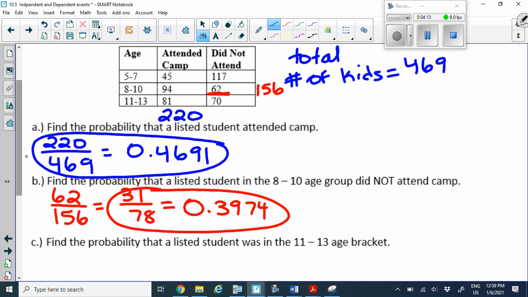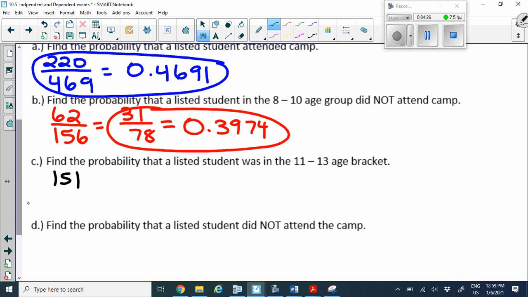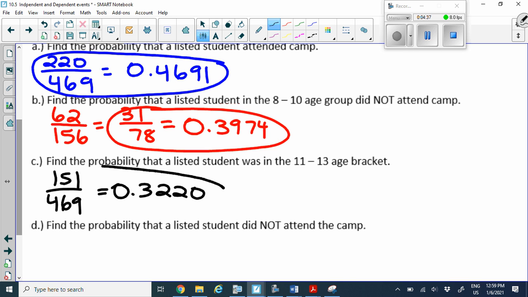In order to do that, let's look at our 11 to 13. I'm going to add up my 81 and this 70, so that gives me 151. And remember, the total number of kids we have in this table is 469. So I have 151 over 469. This can't really be simplified anymore, so you can also write it as a decimal, which is going to be 0.3220.